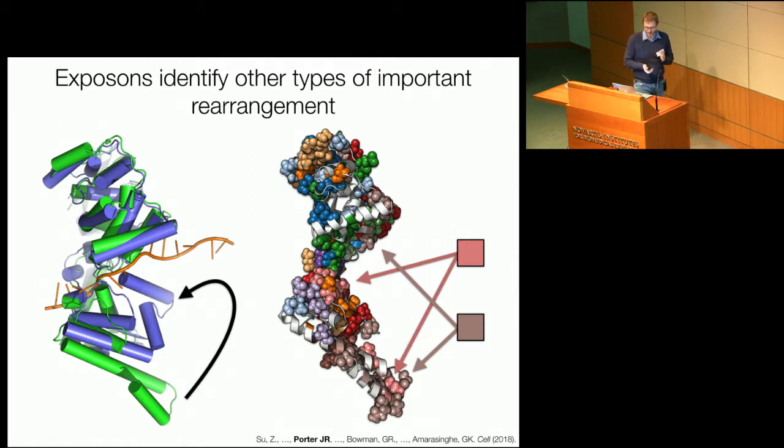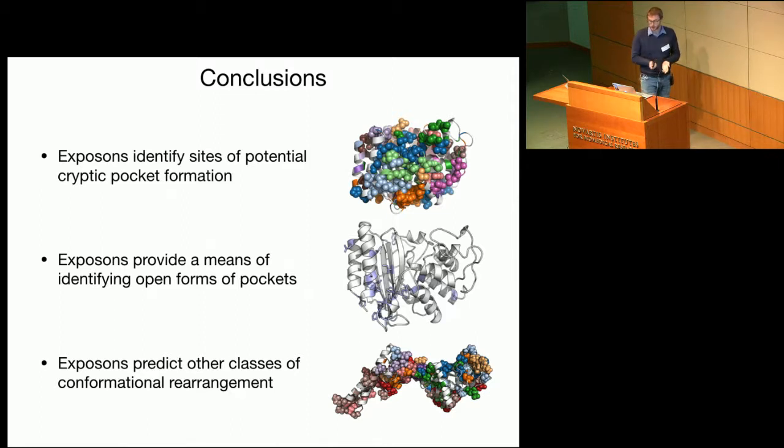And so this is a tantalizing example of what this approach towards analyzing protein surface chemistry might be capable of. So in conclusion, we think that exposons are able to identify the sites of potential cryptic site formation, that exposons provide a way for us to extract the motion that is giving rise to these correlations, and finally that they might actually allow us to identify other classes of rearrangement that are happening at protein surfaces.